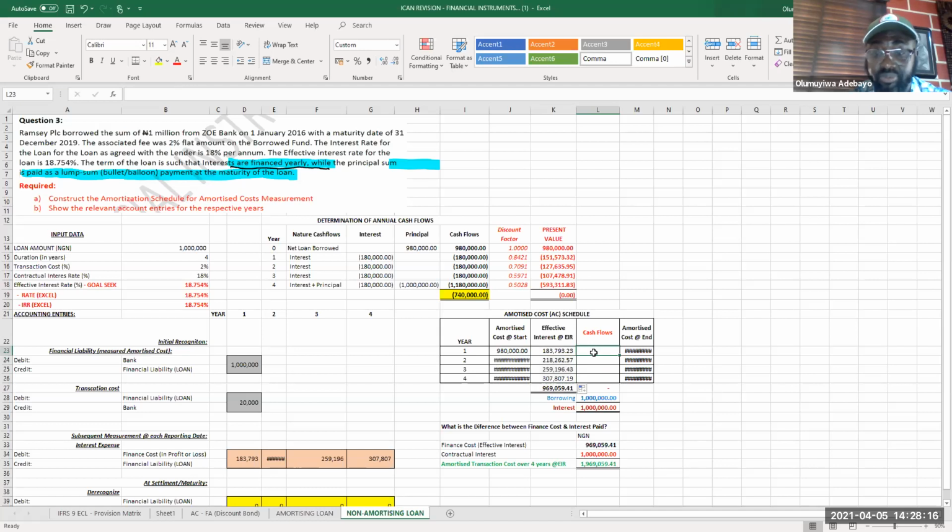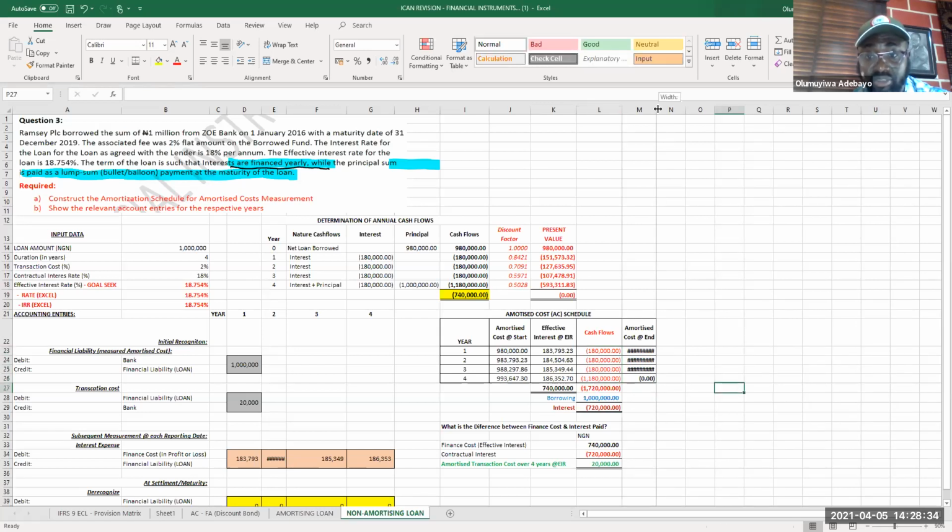What is my cash flow? My cash flows are as written here. Year 1, interest only. Year 2, interest only. Year 3, interest only. And year 4, interest and principal. Therefore, I can drag it down. And what has it given to me?